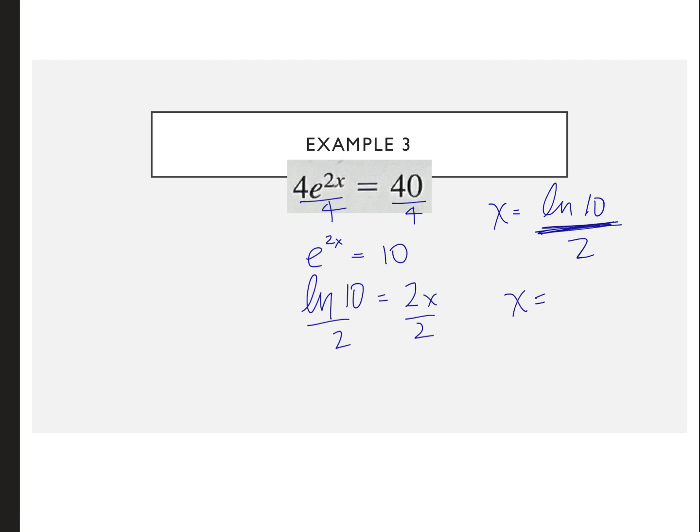Put it into your calculator, and you should get 1.153. Again, that is a rounded answer.